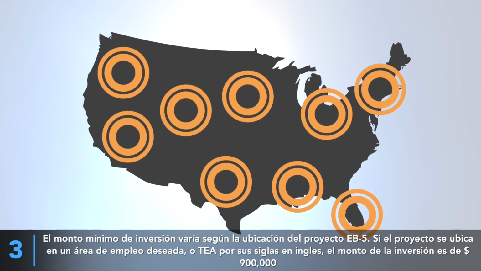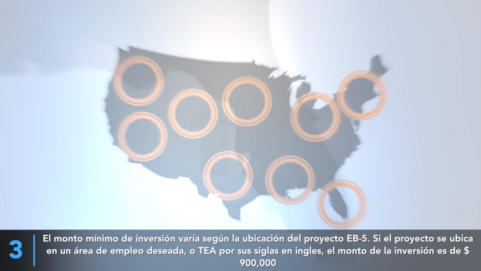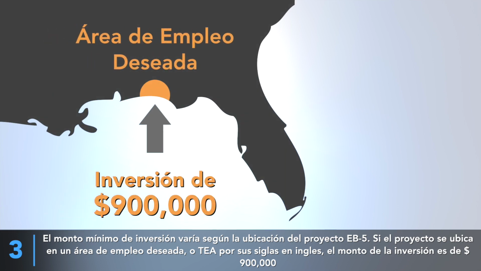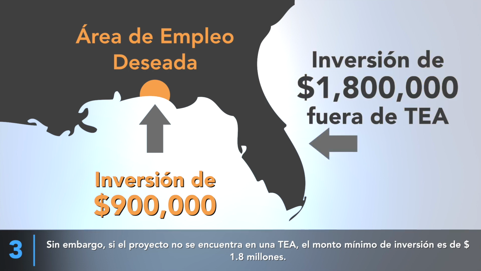The minimum investment amount varies depending on the location of the EB5 project. If the project is located in a targeted employment area, or TEA, then the minimum investment amount is $900,000. If, however, the project is not located in a TEA, the minimum investment amount is $1.8 million.